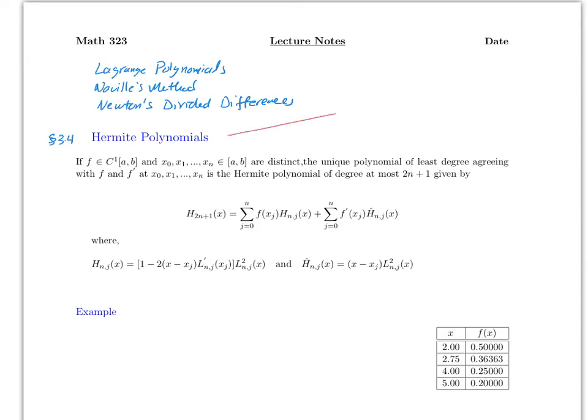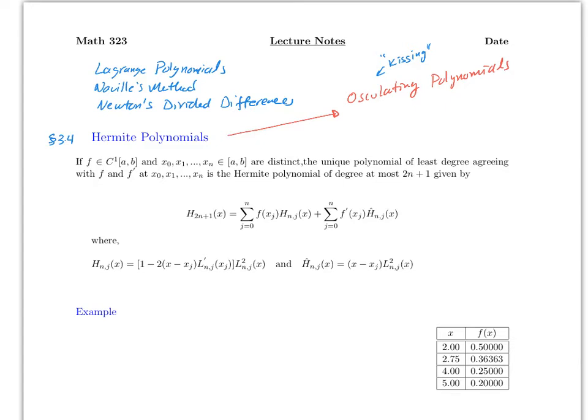These are actually part of a bigger class of polynomials called osculating polynomials. And osculate means, I think, kissing, and you'll see how it's relevant in a little bit. But osculating polynomials have two features.